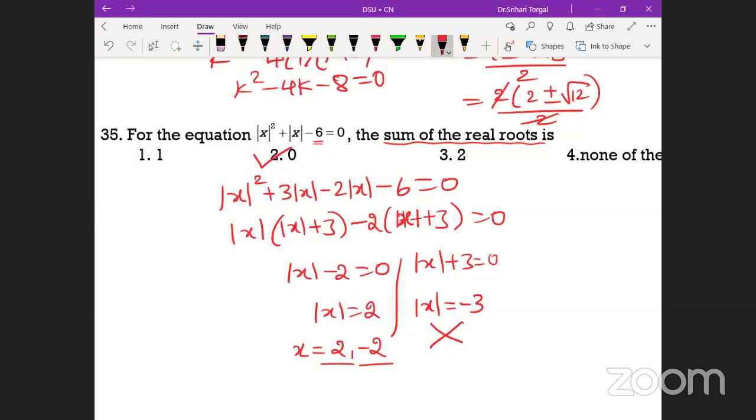And some of them will think that they will do it like this: minus b by a. That will not work here because this contains modulus. So you need to simplify it like this.